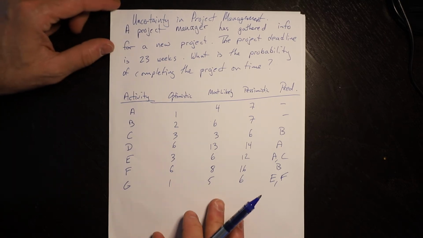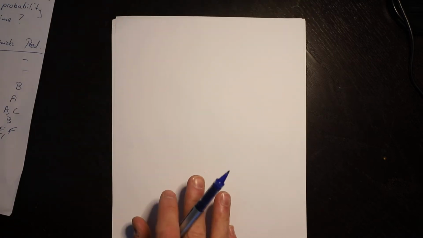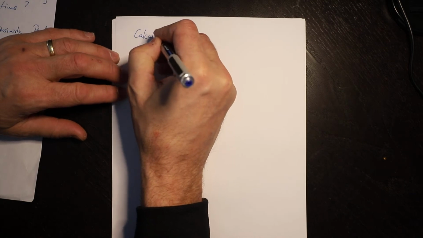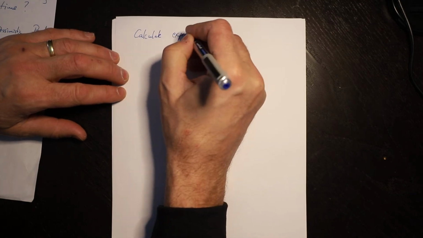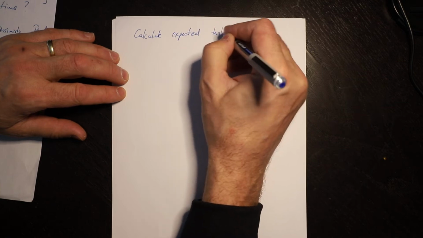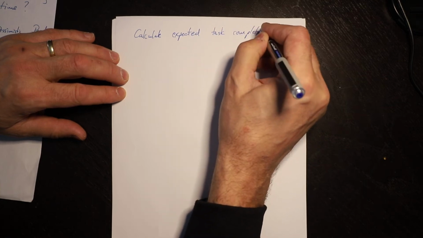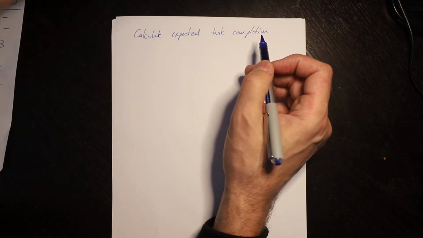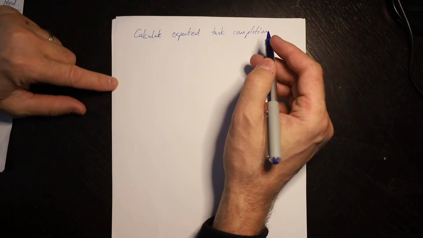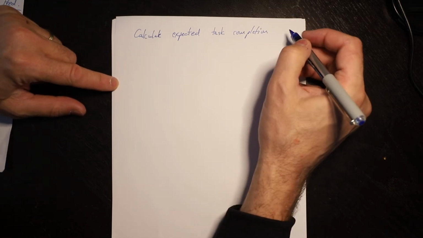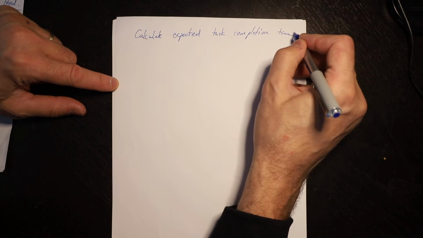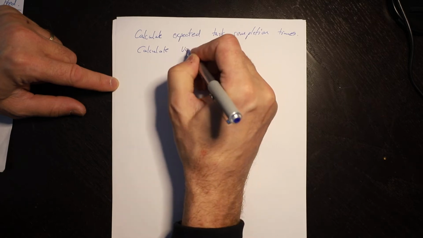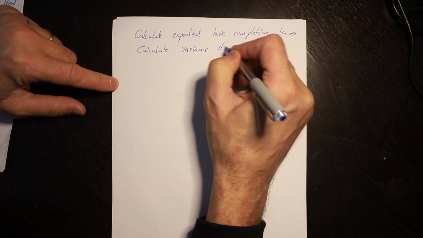From there, the first thing we need to do is to calculate the expected task completion times. One mistake that lots of students make is they just take the most likely and work from that. That isn't the approach you should take. You need to calculate the expected task completion times, and you need to calculate the variance of task completion.